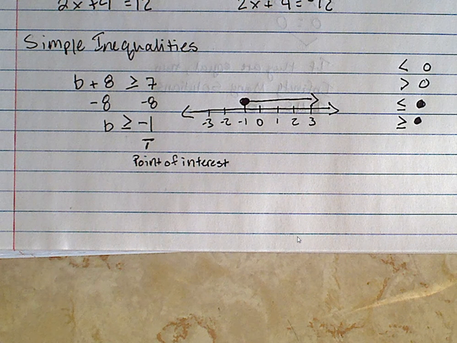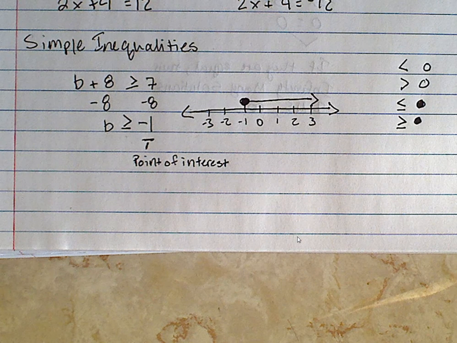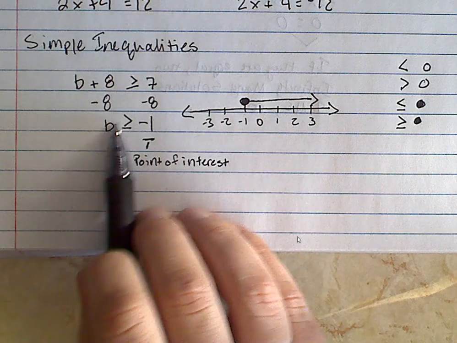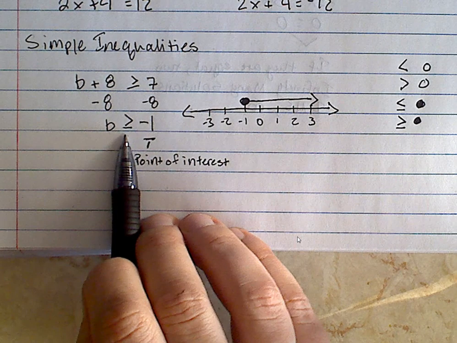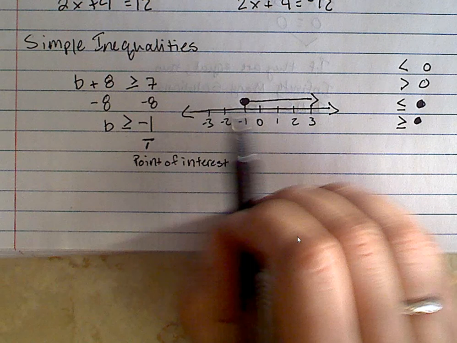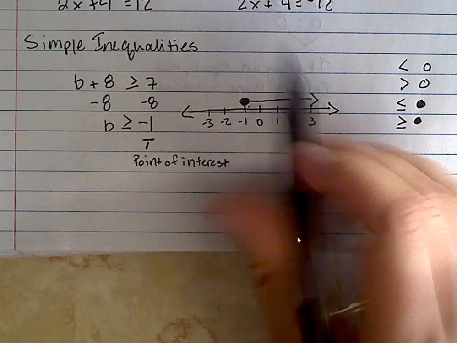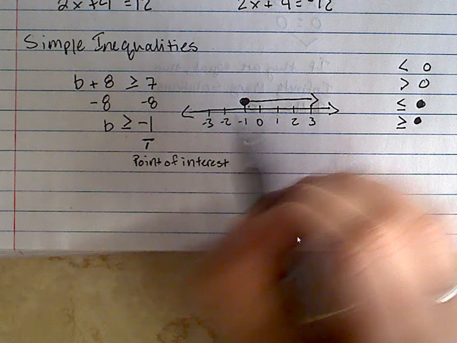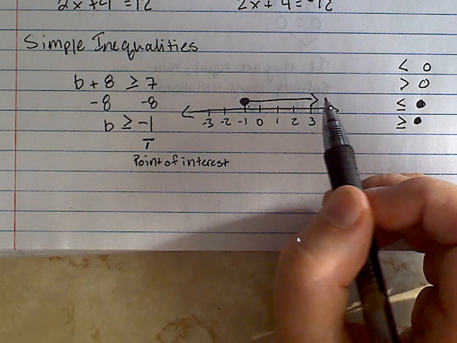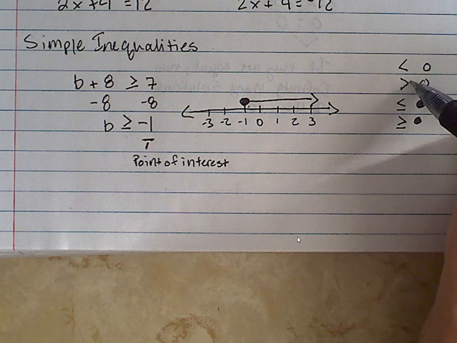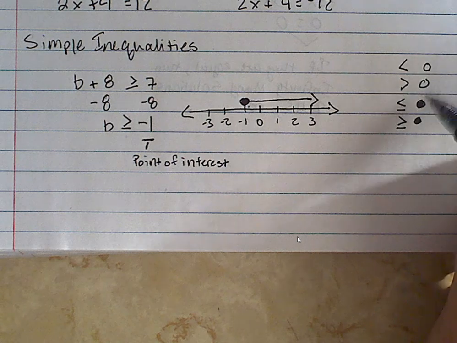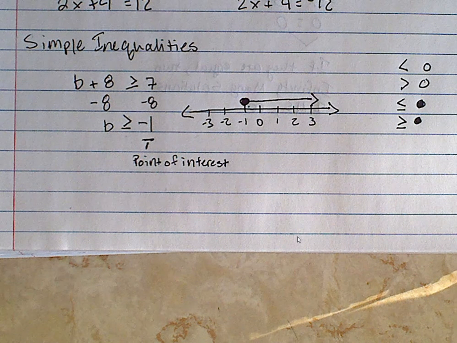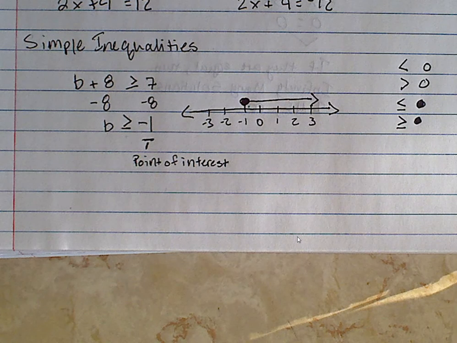Yes, -0.9 is an answer because that's greater than -1. Any number, even -1 itself, is greater than or equal to -1. That's why I color it in, because if it's equal to, it's greater than or equal to. That's why the or is there. Whereas if it has to be strictly greater than, not or equal to, then the number itself isn't considered a solution. Does that make any sense? Kind of, sort of? All right.